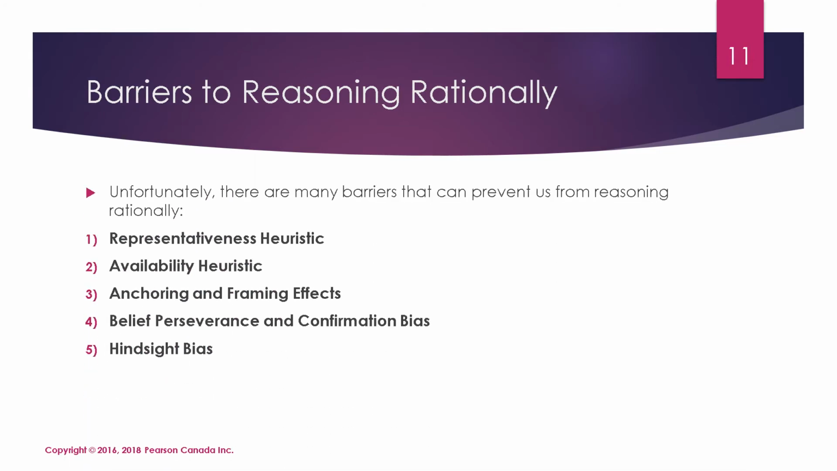Unfortunately, there are many barriers that can prevent us from reasoning rationally. That's why I wanted to define what reasoning is. We're going to go through a bunch of different barriers. I believe the last one, hindsight bias, isn't actually covered in this textbook, but I think it's a really important one, so I wanted to keep it in here. But the rest of them, if you want more examples and a better description, are described in a bit more detail within your textbook. So here are some biases and heuristics that can get in the way when we're trying to reason rationally and can prevent us from doing so.